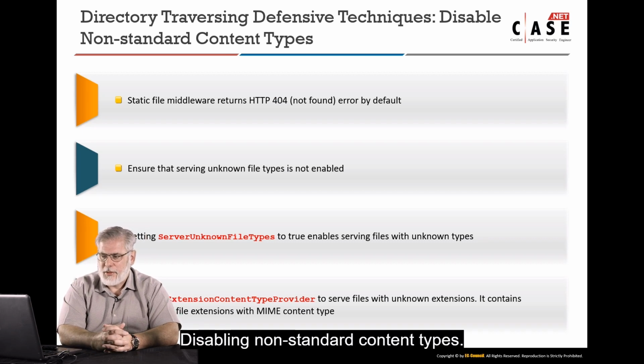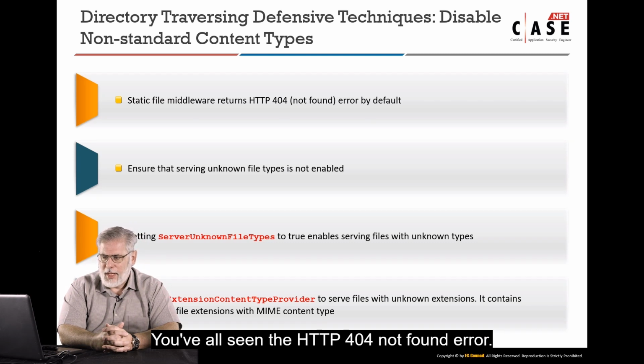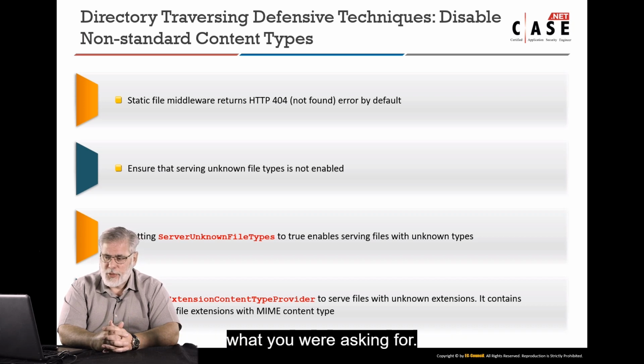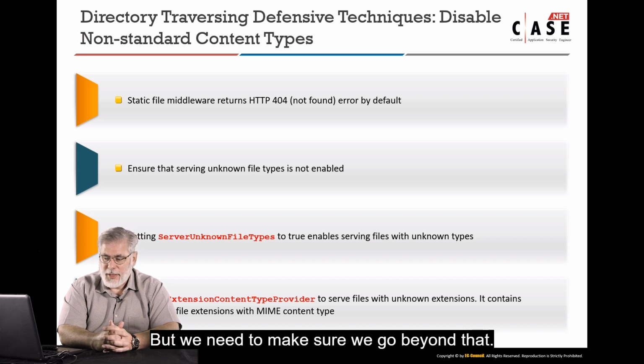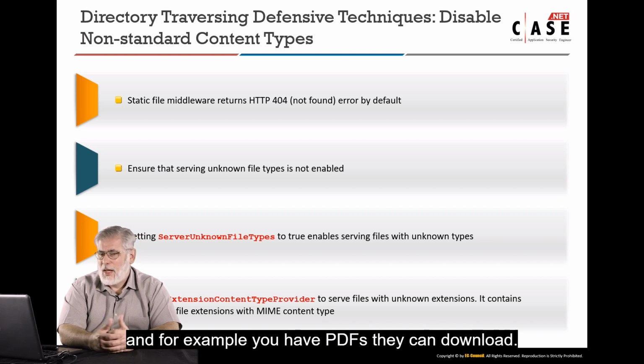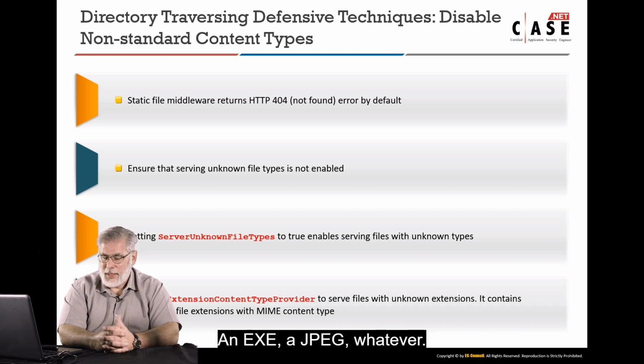Disabling non-standard content types. You've all seen the HTTP 404 not found error. Well, that's one thing you're going to get if the server just didn't understand what you were asking for, but we need to make sure we go beyond that. The person may be requesting a file type, and for example, you have PDFs they can download. What if they request some other file type? An EXE, a JPEG, whatever.